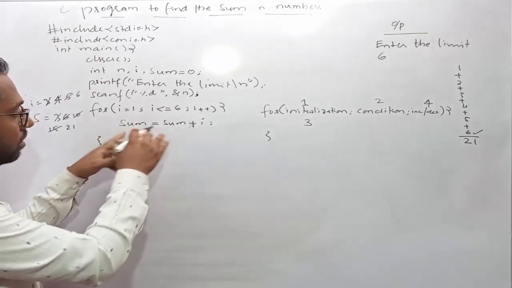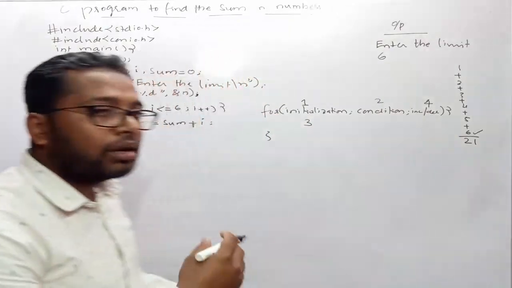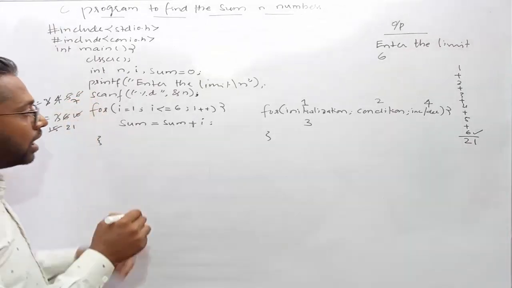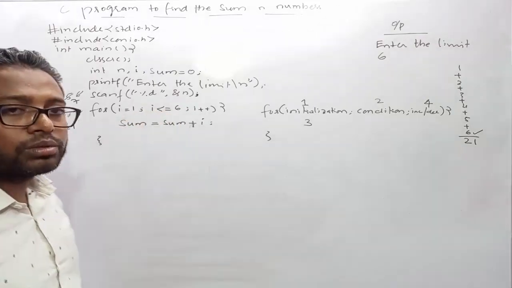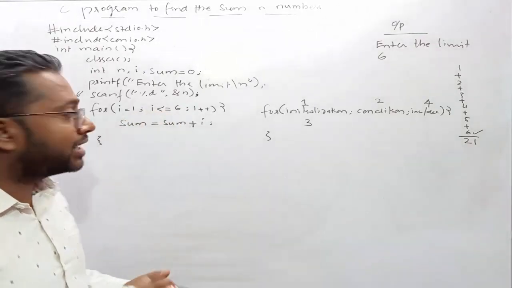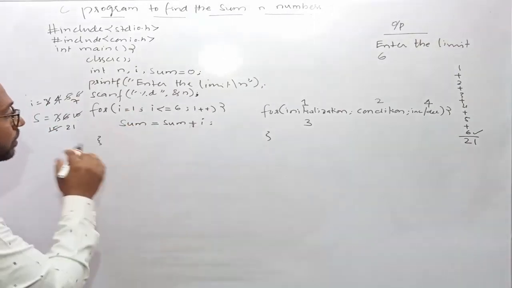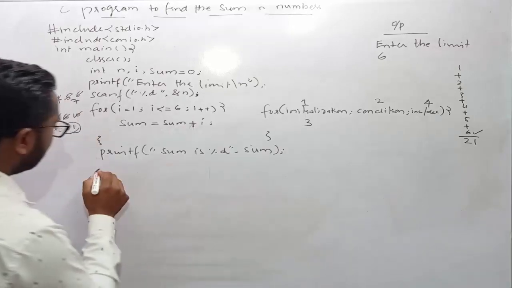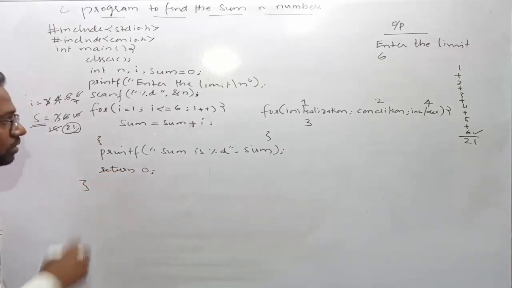After executing this body, again the control will come to the fourth part, where the I value again gets incremented by 1. Now I becomes 7. For the value of I equal to 7, the condition gets evaluated. Whether 7 is less than or equal to 6, no, the condition becomes false. That's why the control will not come inside the for loop, and the control will come out of the for loop to print the value of sum, which is 21. Then return 0 and close the bracket.